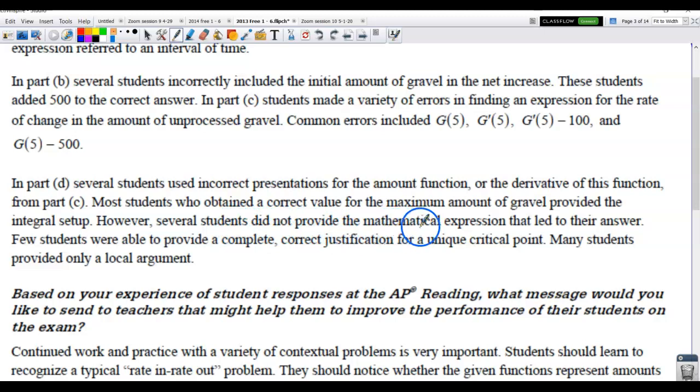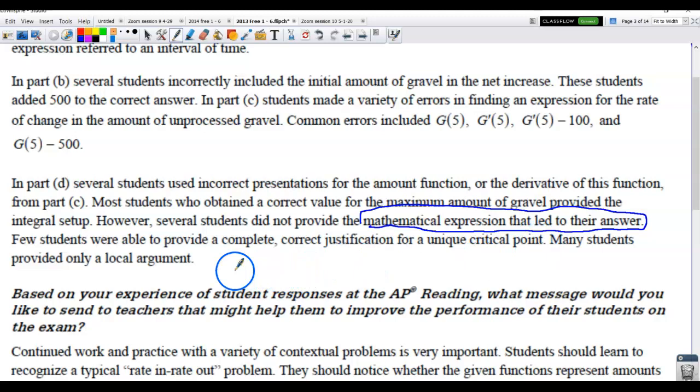However, several students did not provide a mathematical expression that led to their answers. So I want to remind everyone, we're taking a math test. We need to see math evidence. Few students were able to provide a complete, correct justification for a unique critical point.